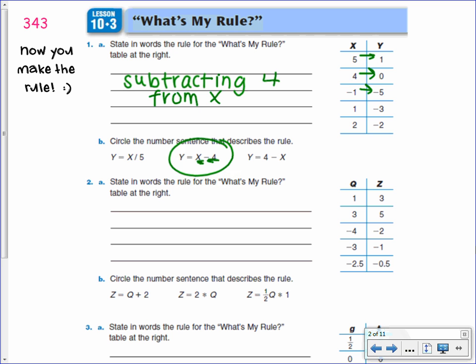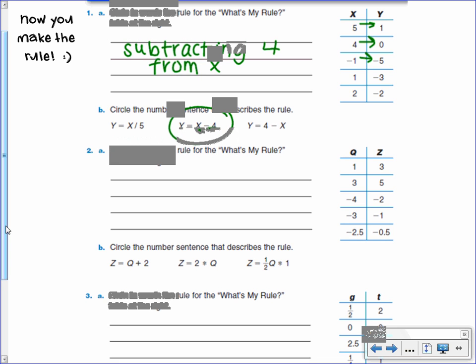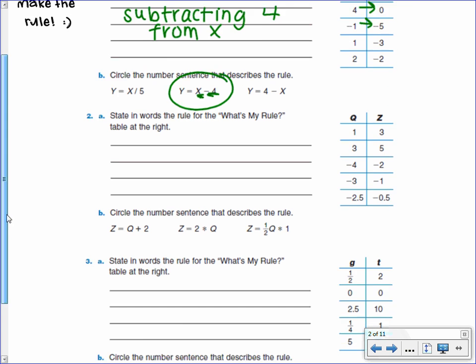Anybody confused on that? Yeah. Wouldn't we have to do the one more because the x is bigger? No, because what we just said is our rule was we were subtracting 4 from x, but this one is saying you're starting out with 4 and you're taking x away. Right? But we weren't taking x away each time. Does that make sense? Okay. Good question.